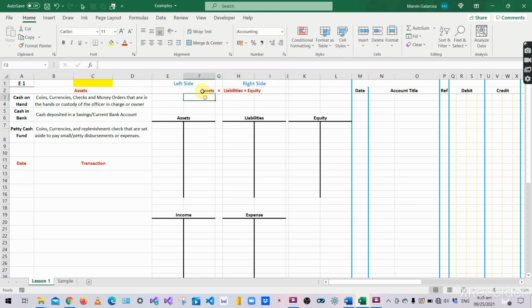And ano bang connection ng equation na to sa isang journal entry? So, ang isang journal entry consists of a date, account titles, and the debits and credits. Kapag ang isang journal entry consists of 1 debit and 1 credit, ang tawag mo doon ay isang simple journal entry. What about pag marami siyang debits or marami siyang credits? Ang tawag naman doon is a compound journal entry.